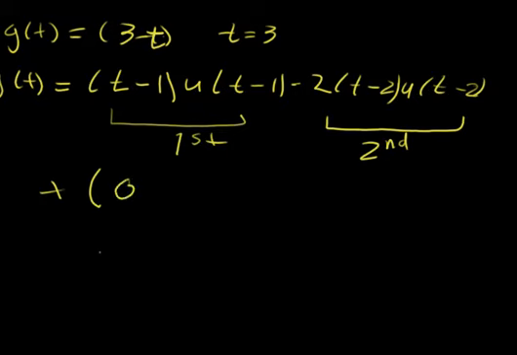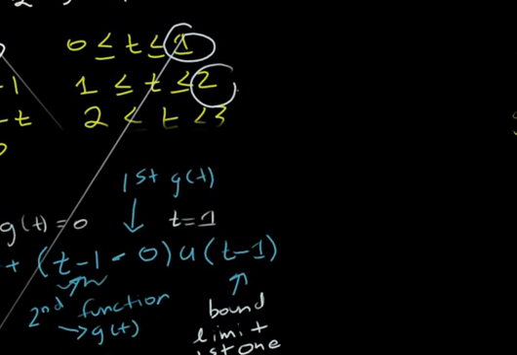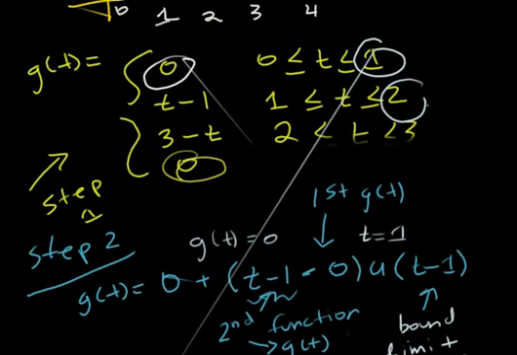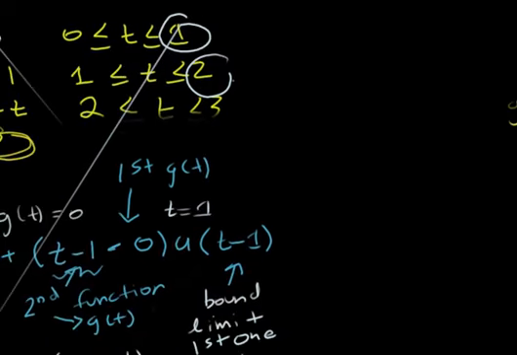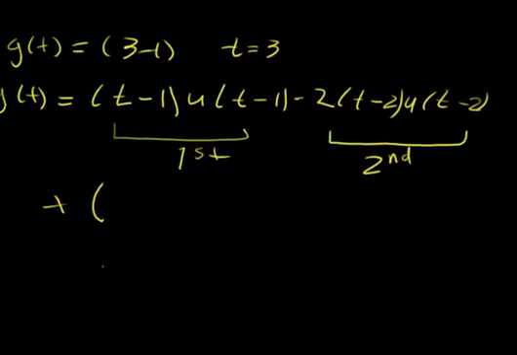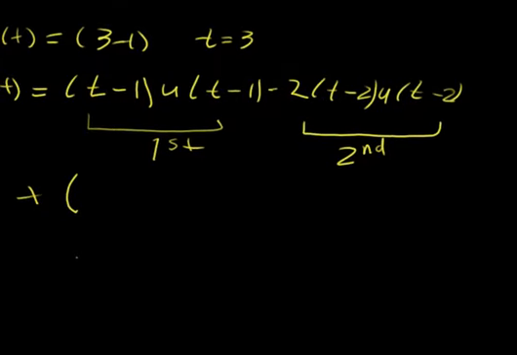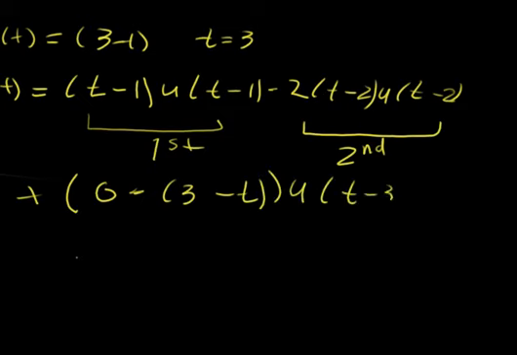0, because the last one, as you remember, let's go back there. The last one is 0 here, right? So we have 0 function there. So 0 minus (3 minus t) u(t minus 3). Okay? So now we could simplify this, and let me fix this.